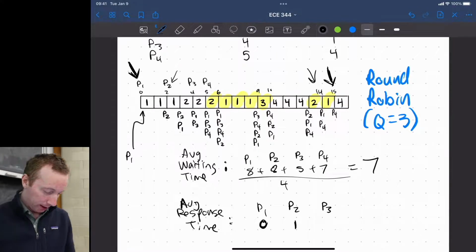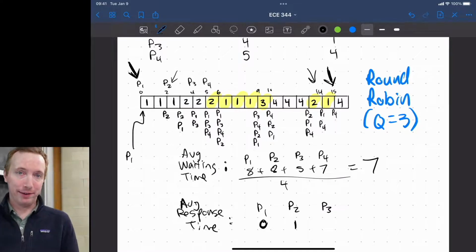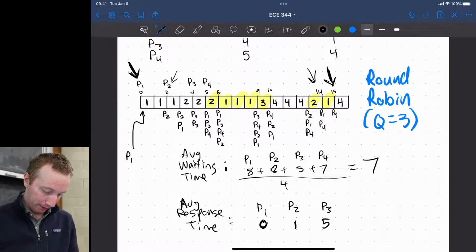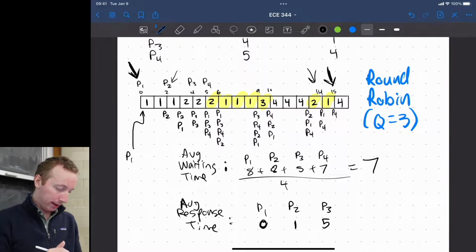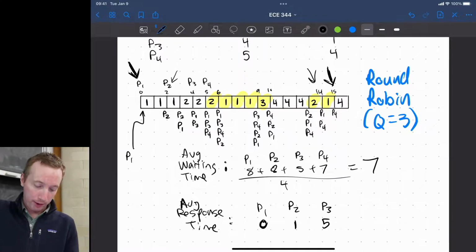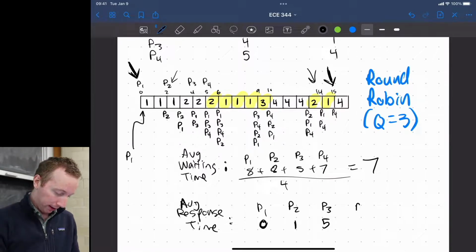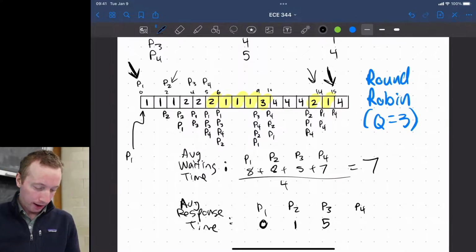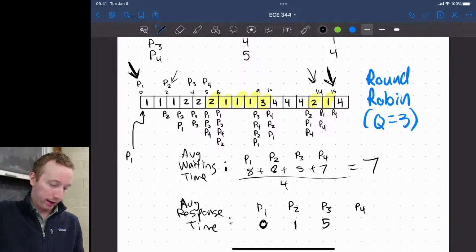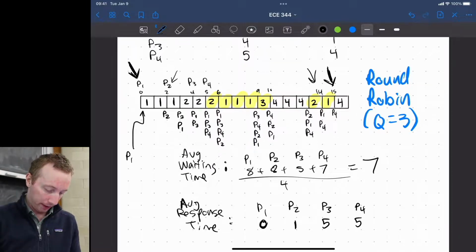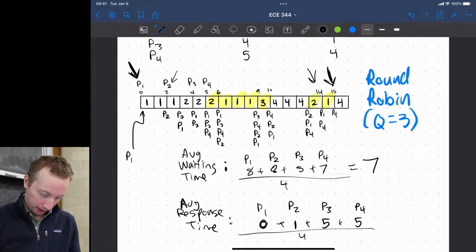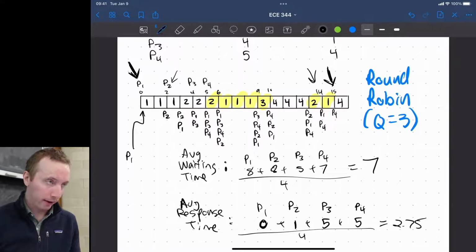P3, well, its waiting time is the same as its response time, so it waited around for 5 time units again. So it arrived at t equals 4 and didn't start executing until t equals 9. And then finally for P4, it arrived at t equals 5 and didn't start executing until t equals 10, so it also waited around for 5 time units. So if we add all those together, it's 11 divided by 4, which equals like 2.75.